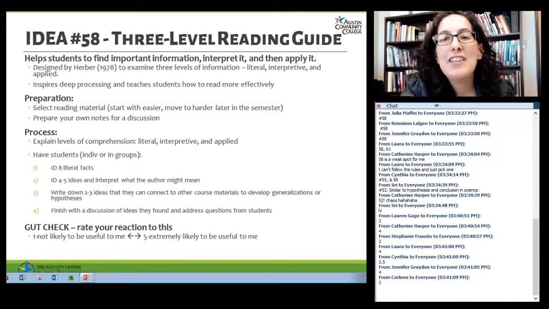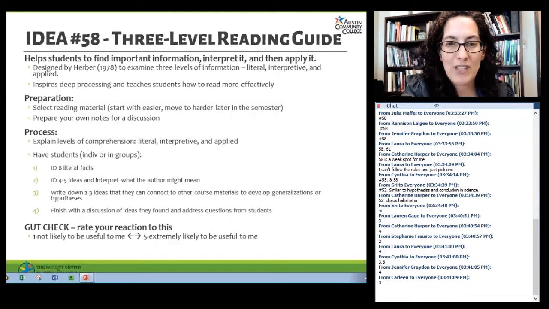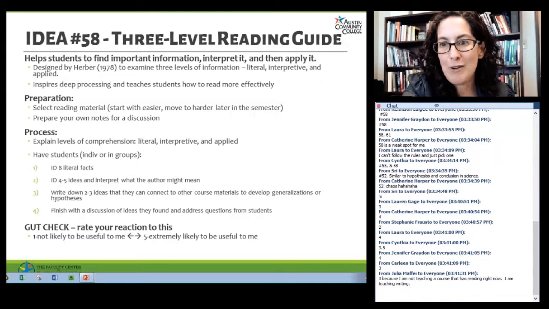Okay. And you know what? I think, just so you are aware, this is the original 3-level reading guide. You can absolutely cut it down. If your reading is shorter, maybe there aren't 8 literal facts. So you could do 3, 2, 1. You don't have to go with the numbers that are recommended, but this is the original, so I present it to you.